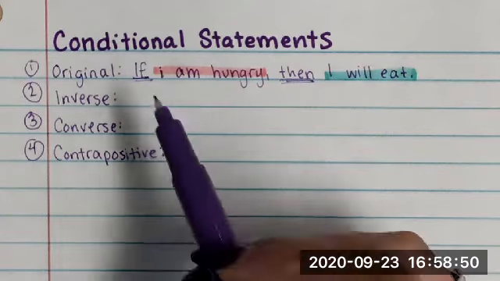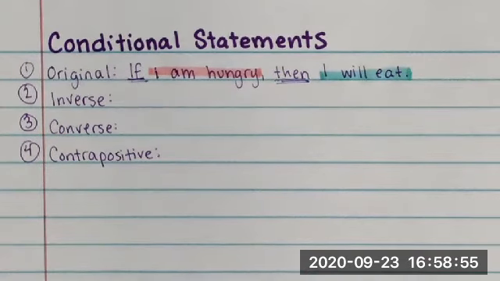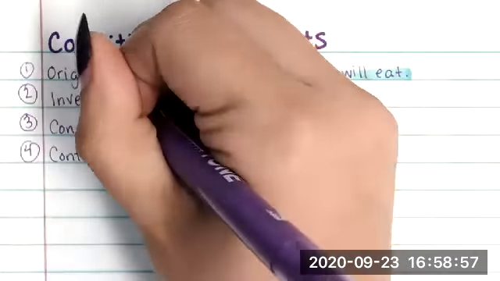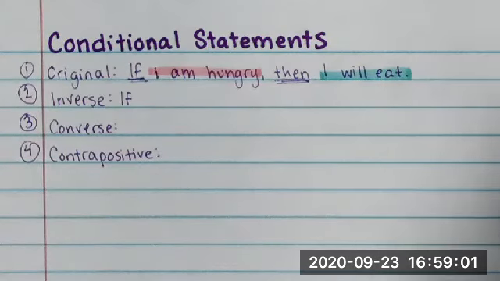So if I want to find the inverse, I'm going to do the not. I'm going to put the nots and negate both of my statements. I'm still starting with if, but if I am not hungry.